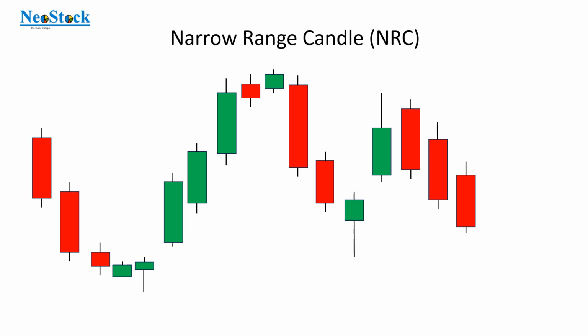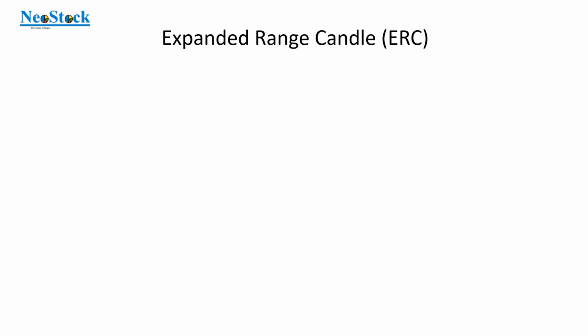Okay. Now let's look into the second type of the candle. The second type of the candle is expanded range candle. In short, we call it an ERC candle. And expanded range candles are also called leg candles. I repeat again, expanded range candles are also called leg candles, and you will be using the word quite frequently during our course.